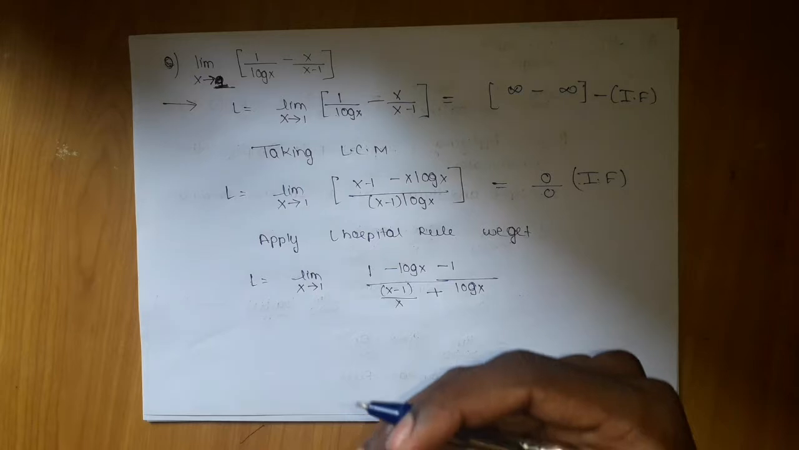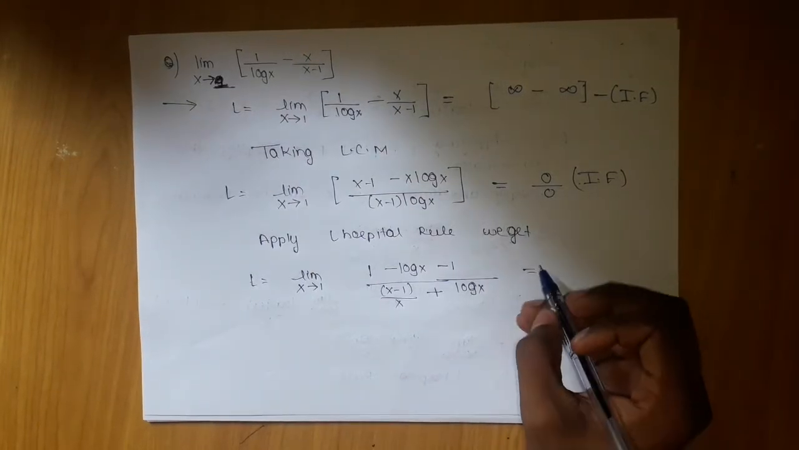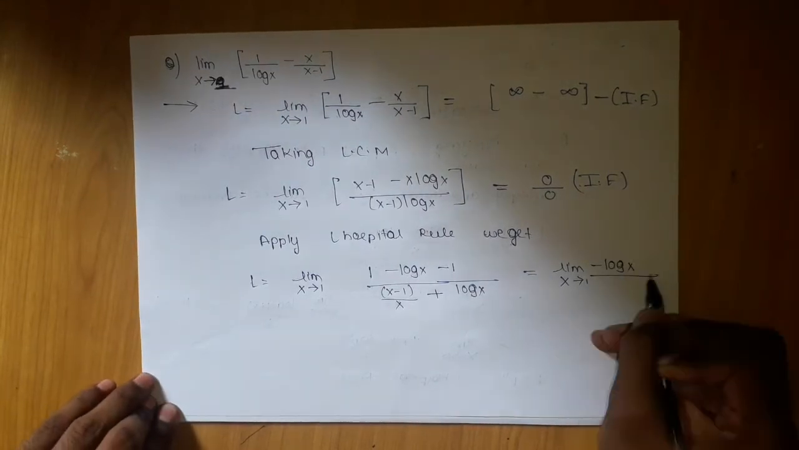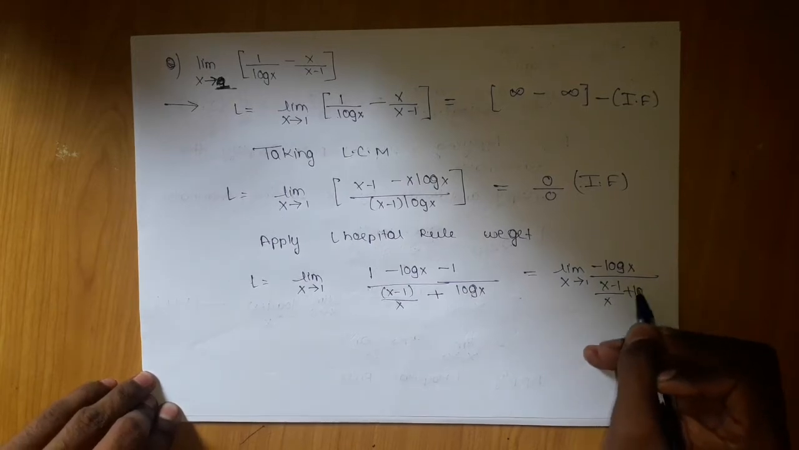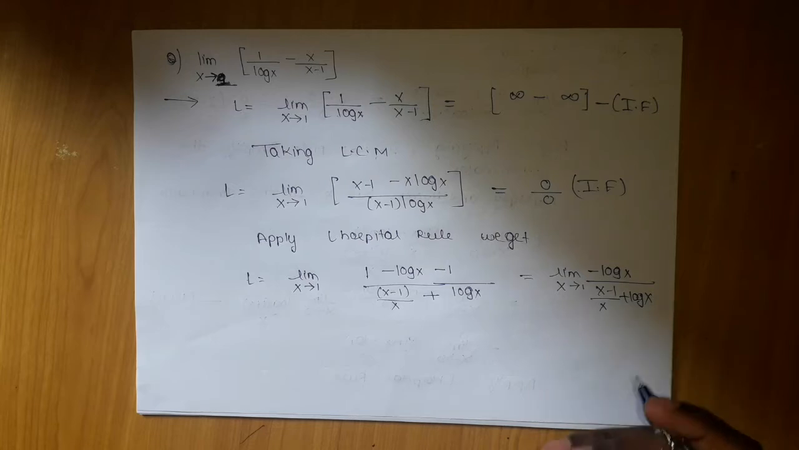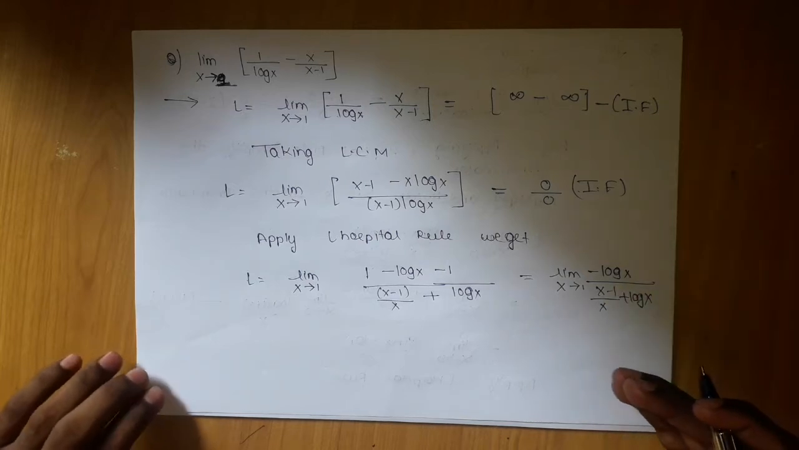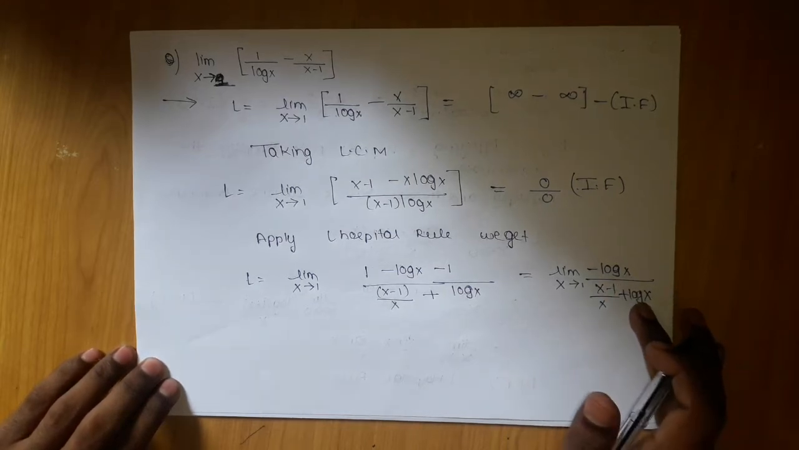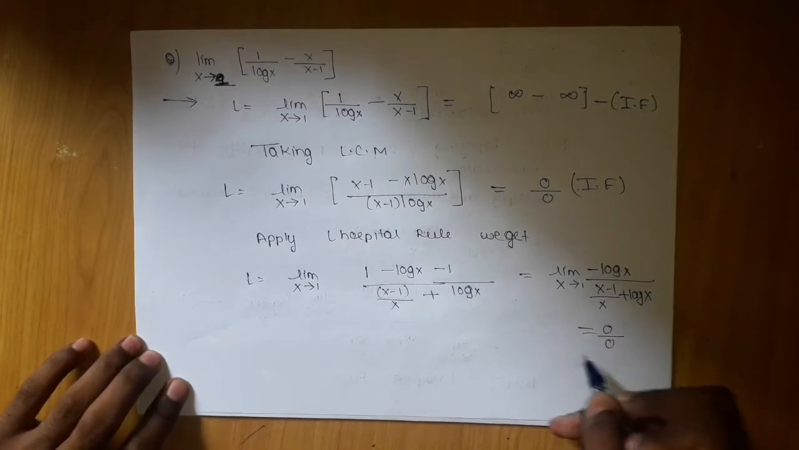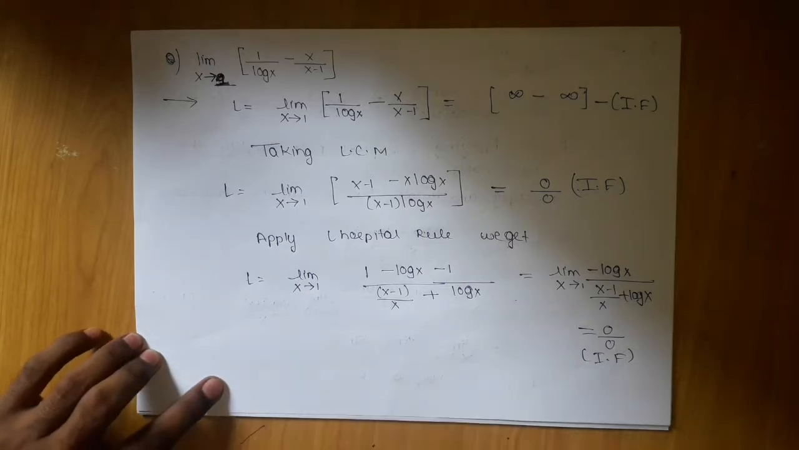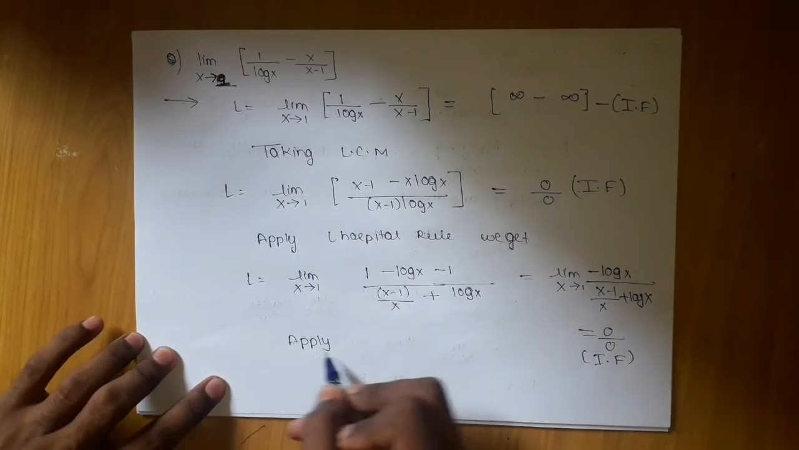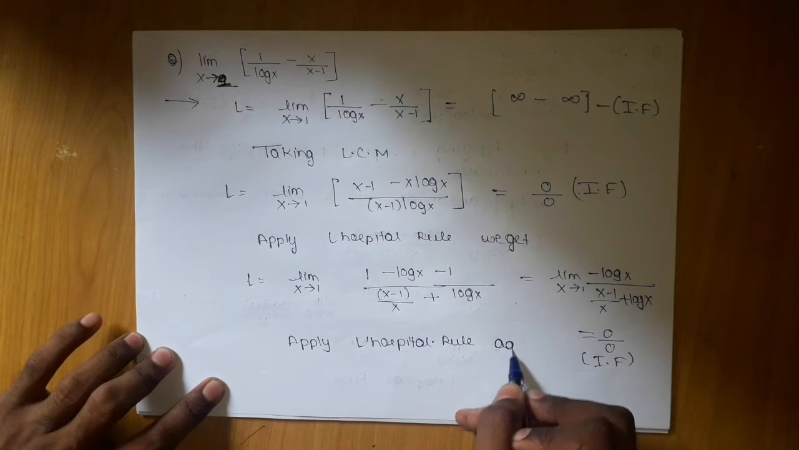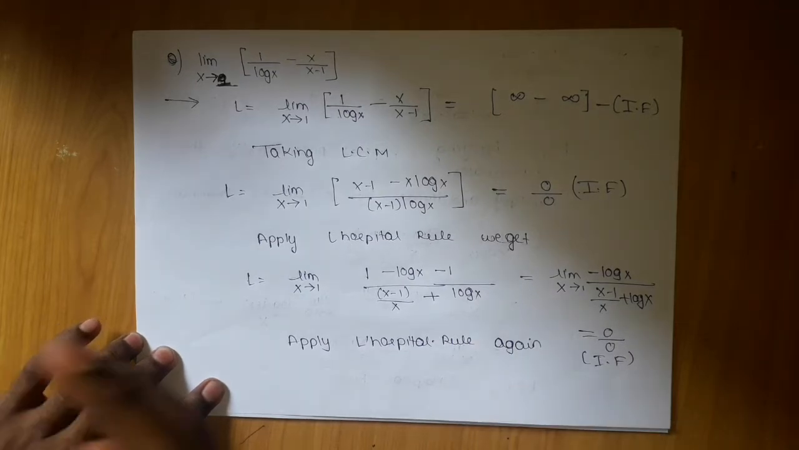Now I will substitute and check which form I am getting. First I will modify this: limit x tends to 1, I am having minus log x upon x minus 1 by x plus log x. If I substitute 1, I will be left with log 1 which is 0, 1 minus 1 is 0, again log 1 is 0. So I am still having a 0 by 0 indeterminate form. So I will continue and apply L'Hopital's rule again. You don't need to mention again, but you can just say apply L'Hopital's rule.